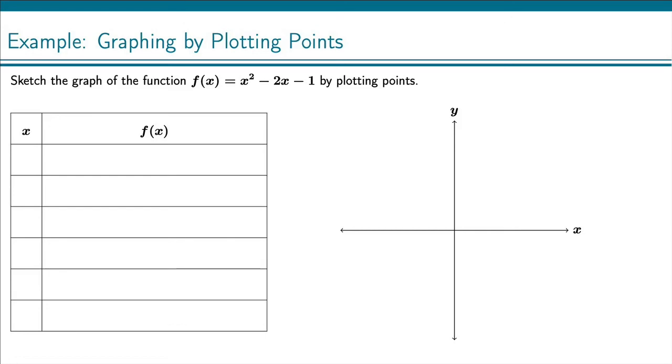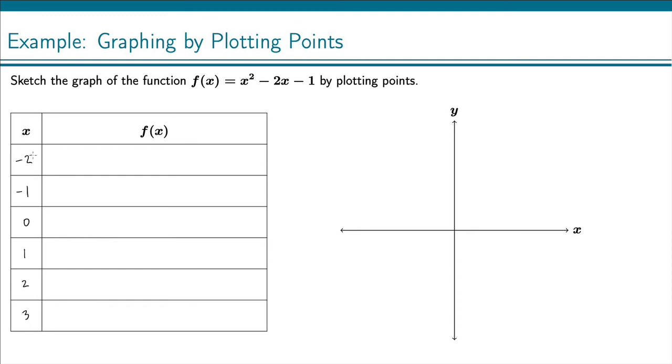Sketch the graph of the function f of x equals x squared minus 2x minus 1 by plotting points. So we're just going to pick some x values to plug in here. And I like to kind of center things around 0. So I'm going to plug in a negative 2, negative 1, 0, 1, 2, and 3.